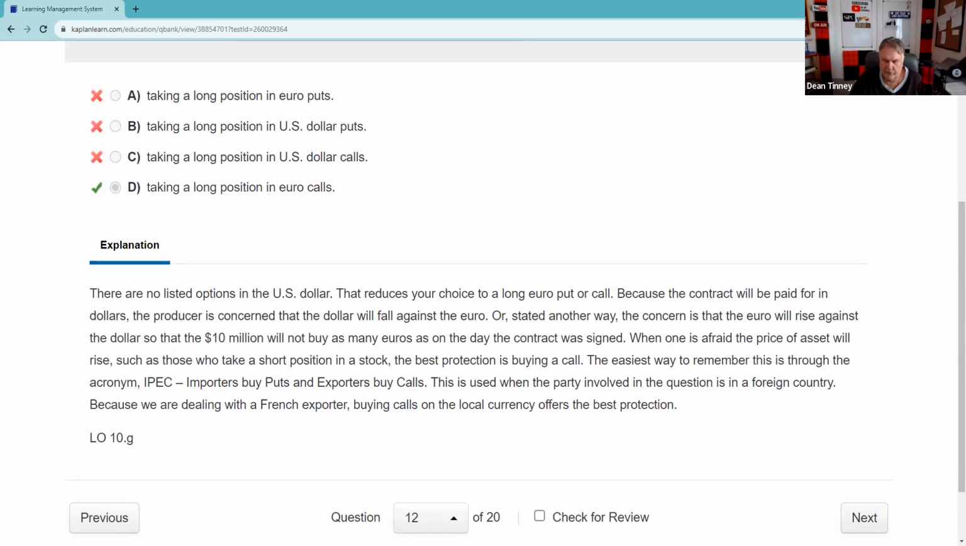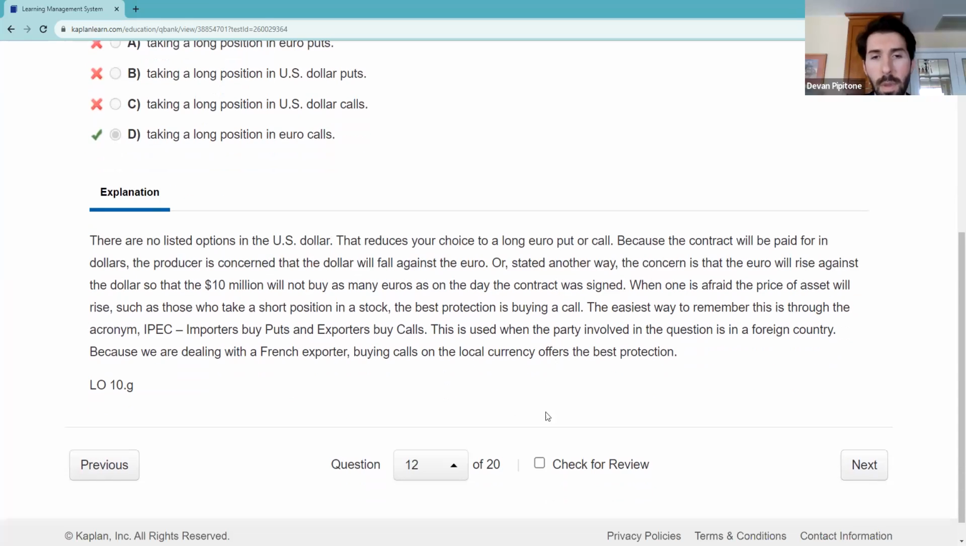So that reduces your choice to long euro put or call. Because the contract will be paid in dollars, the producer, the French wine guy, is concerned the dollar will fall. Or to state it another way, the concern is the euro will rise, and there we go. Remember this IPEC, so there's that other one. So EPIC, US looking out, IPEC, exporters looking into the US, right? So that's the opposite.